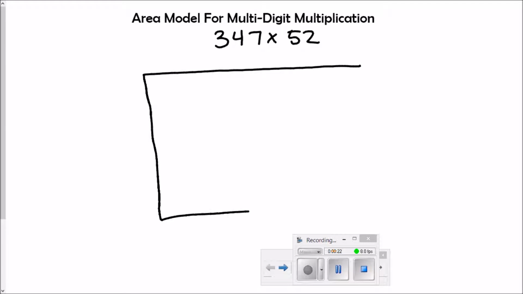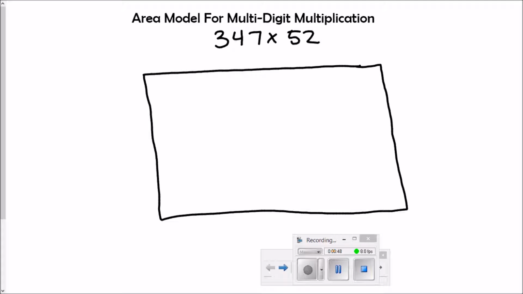And while I'm drawing this, I do want to mention that the area model connects back to finding the area of a rectangle. So, 347 is our multiplicand, and 52 is our multiplier. The number of digits in each, our multiplier and our multiplicand, will tell us how many columns and how many rows we're going to have in this rectangle.